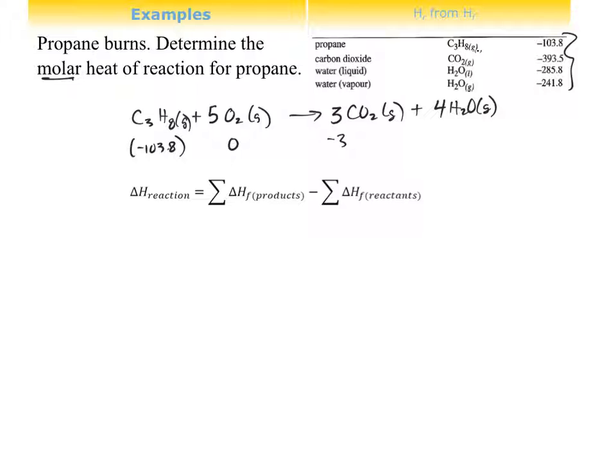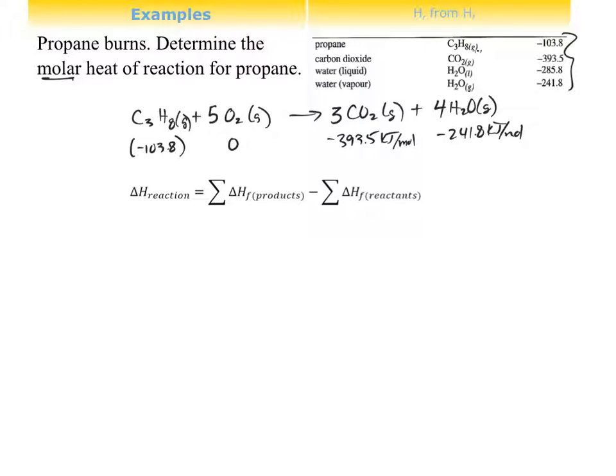Carbon dioxide, negative 393.5 kilojoules. And water, or it's kilojoules per mole. And water vapor, negative 241.8 kilojoules per mole. Good.